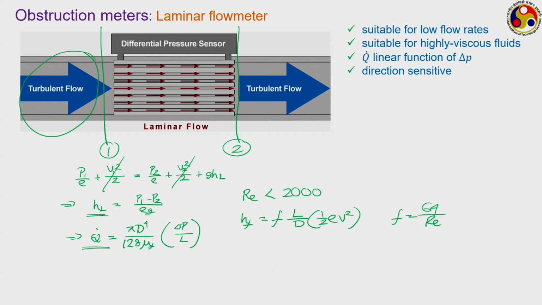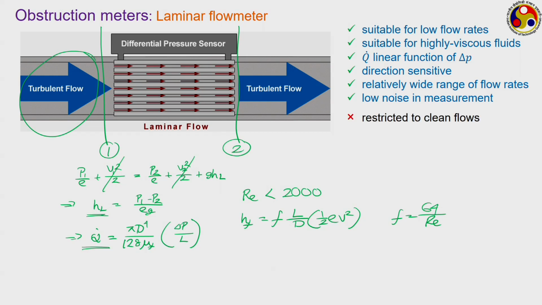They are direction sensitive, because in whichever direction the flow is happening, accordingly the pressure drop direction will also change. So, we can also get an idea whether it is flowing from 1 to 2 or 2 to 1. They have a relatively wide range of flow rates as well, and very low noise measurement, because as we are dealing with laminar flow during measurement, hardly any disturbance in the flow stream.